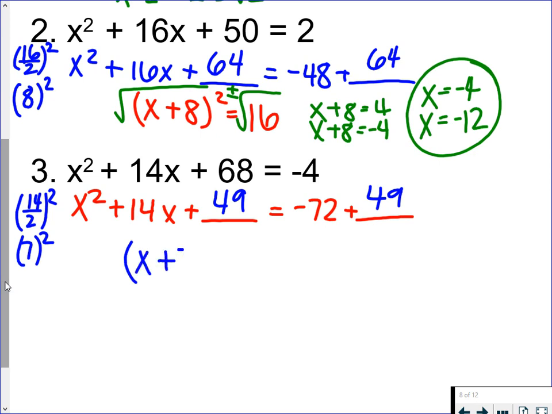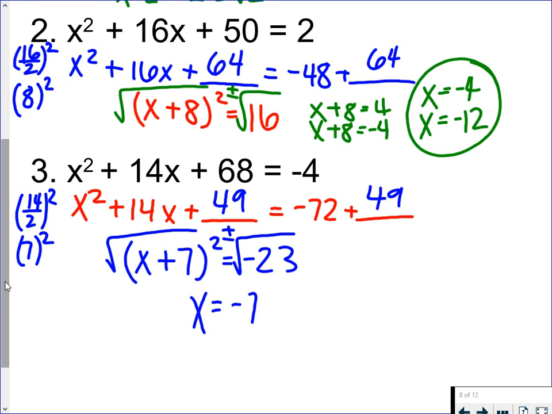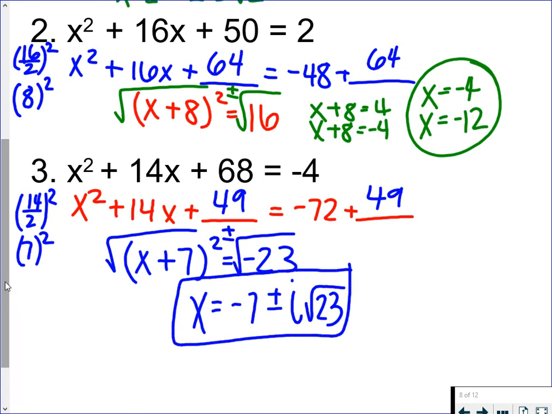So x plus 7 squared gives me negative 23. I take the square root of both sides with my plus or minus, and then I'll subtract my 7. So I should get x equals negative 7 plus or minus i square root of 23. So that right there is 3 different types of answers you will see. You'll see ones that turn out pretty, ones that have a radical, and ones that have an imaginary number.